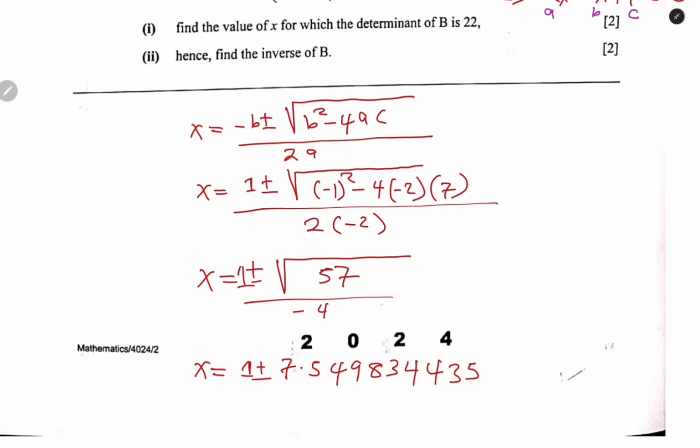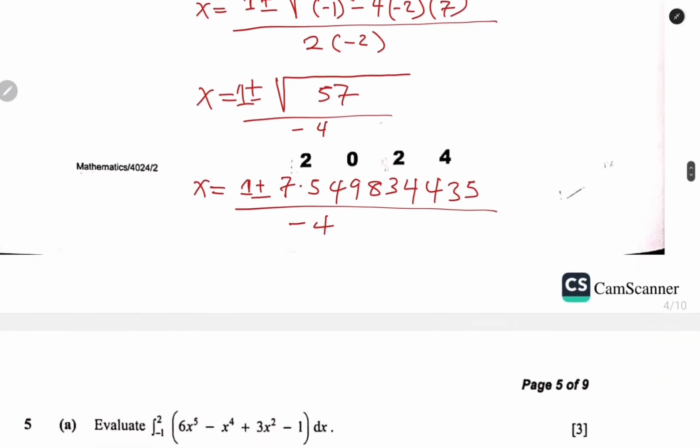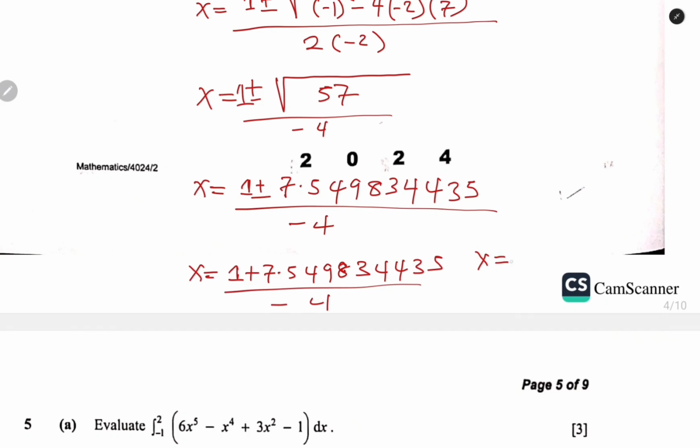Okay, so this one, that is the square root. So now, what are we going to do? Divide 4, negative 4. Since we are finding two answers, the first one we are going to add plus 7.549834435 divide negative 4. Then the other one we are going to subtract.